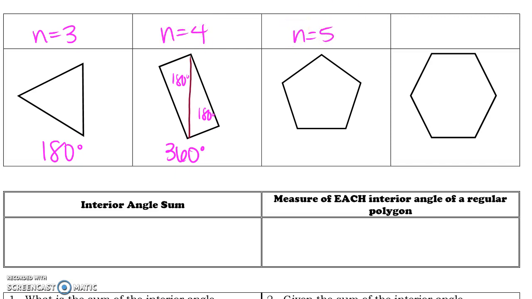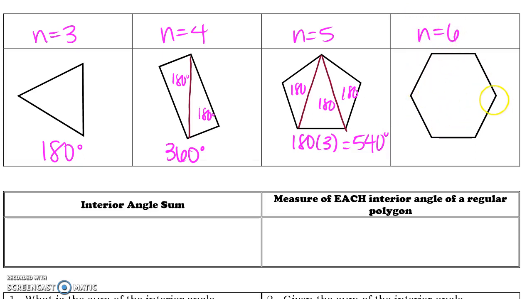If our n is 5, and we draw in our diagonals, and notice that I'm just drawing it from one vertex, it creates 3 triangles, so 180, 180, 180, which would give us 180 times 3, so 540 degrees. And then if our n is 6, our number of sides is 6, if it is a hexagon, you draw in the diagonals. You'll have 4 triangles, so 180 times 4, which would give us 720 degrees.